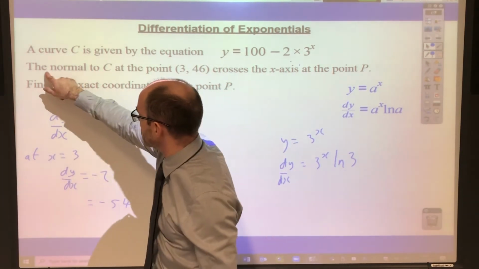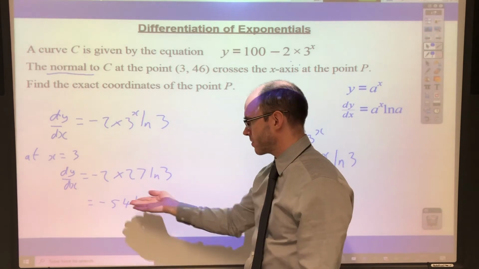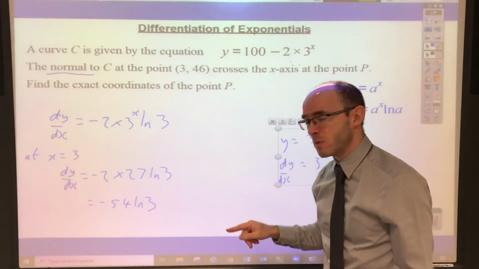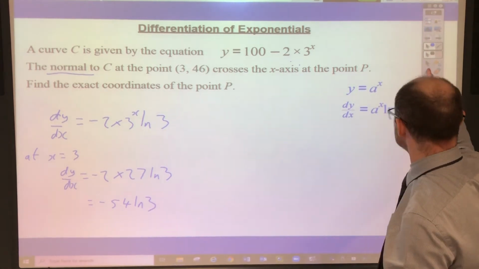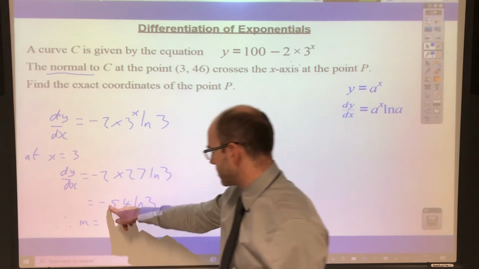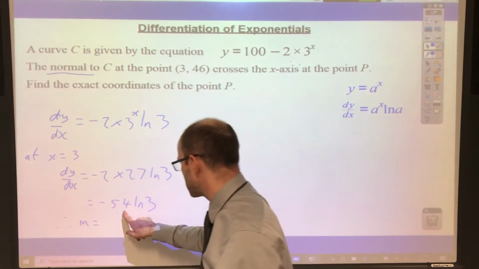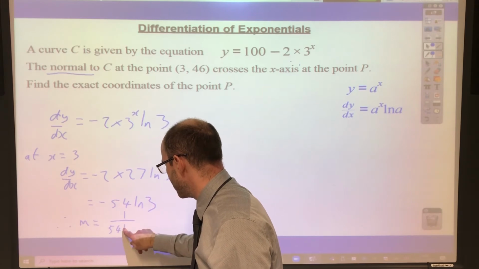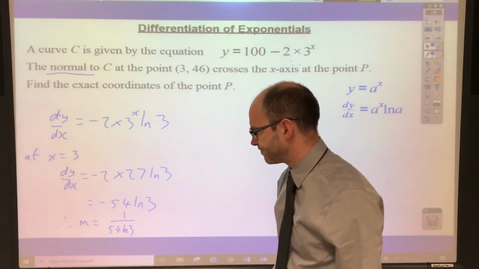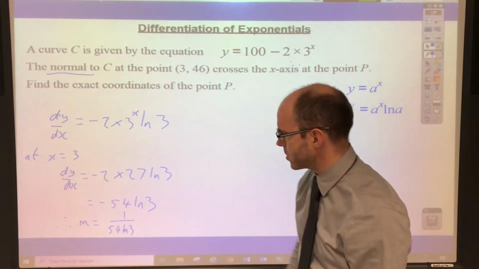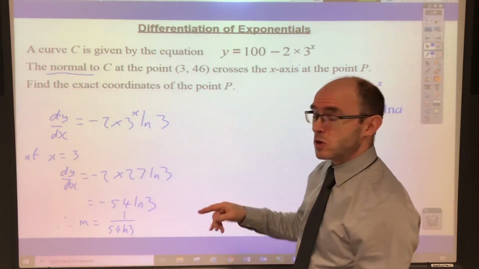I'll just highlight the word normal now, because that's not the gradient we want. That will be the gradient for the tangent, but we need a normal. So what we need to do is, let's just write down m is equal to multiply by -1 and take the reciprocal, so it's going to be 1 over 54 natural log of 3. Sorry, it shouldn't be joined up, it should be L and then N. Sorry for that.